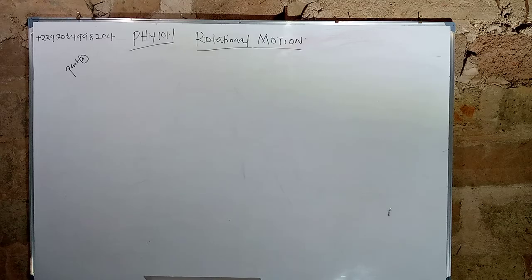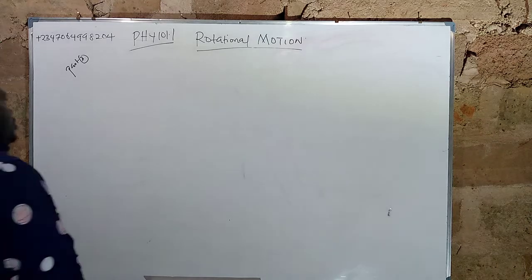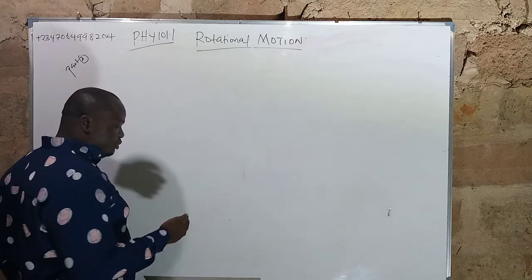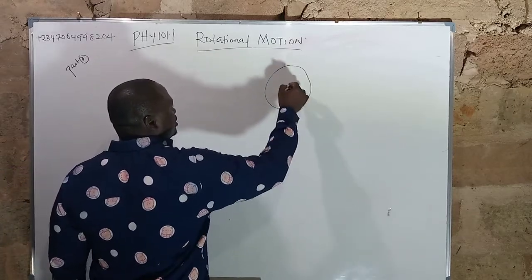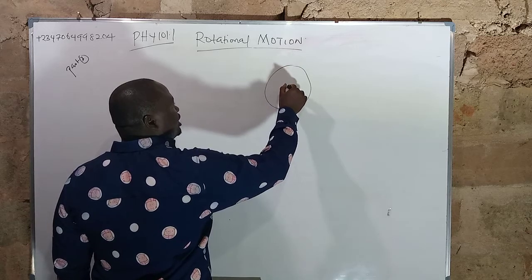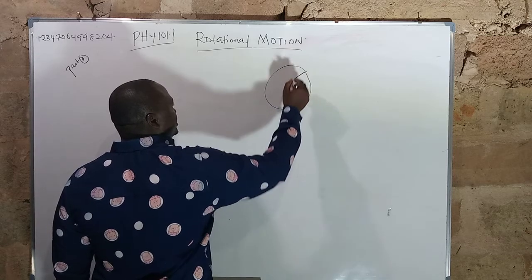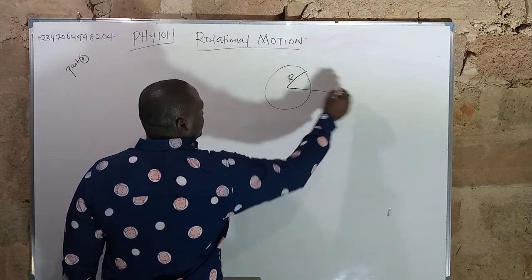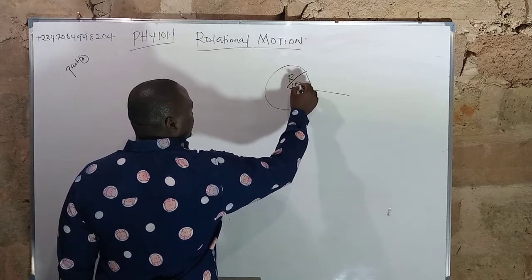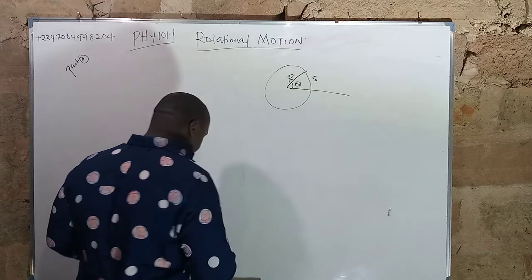We are in part 3 of the video. Under part 2, I was trying to introduce a topic before I ended it. I said if this is a circle and this is the center of the circle, any line from the center of the circle to the circumference is the radius. Let me call it R. And from here to here, let me call this angle theta and this arc length S.